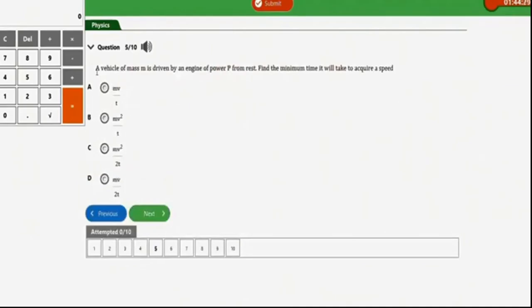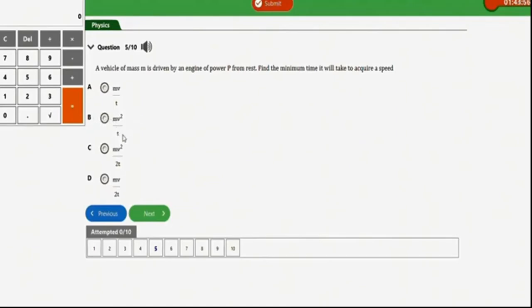So it says a vehicle of mass M is driven by an engine of power P from rest. Find the minimum time it will take to acquire a speed. Alright, now guys, also take note of this particular question. From the options we have here, the correct expression for the minimum time it will take to acquire a speed will be option B, mv square over t.